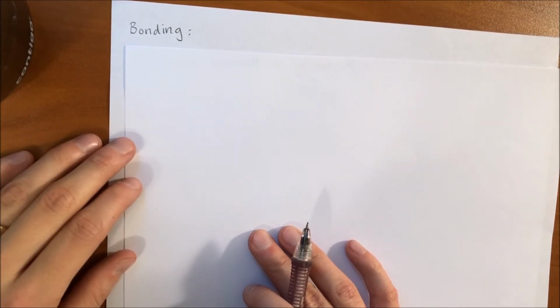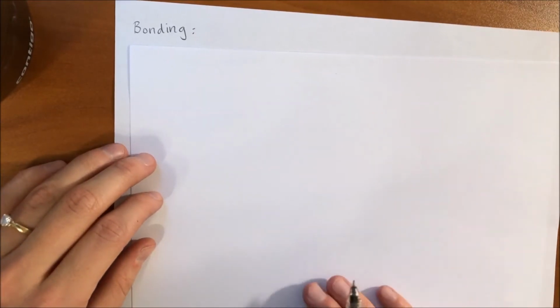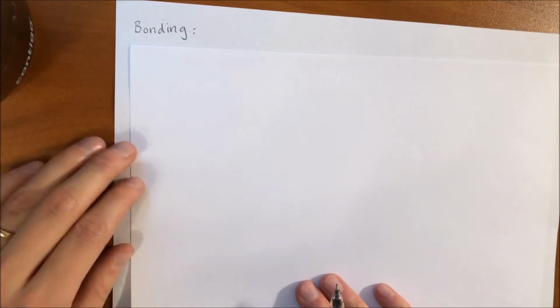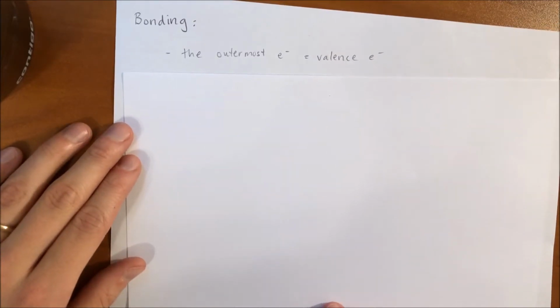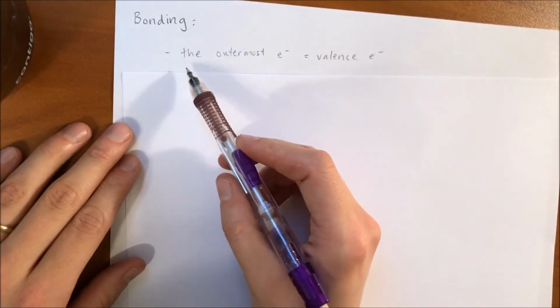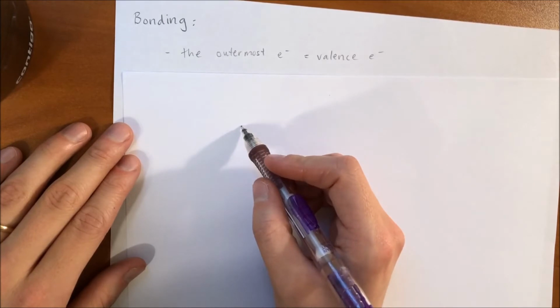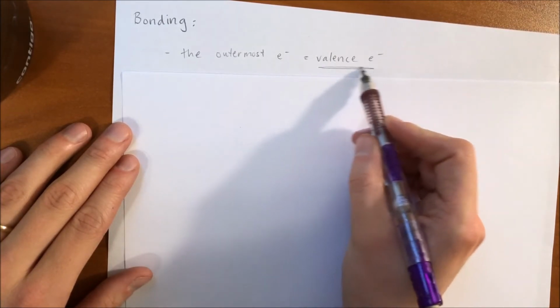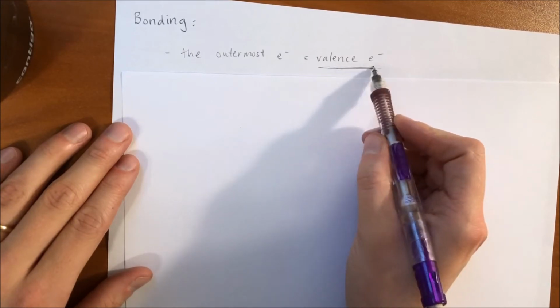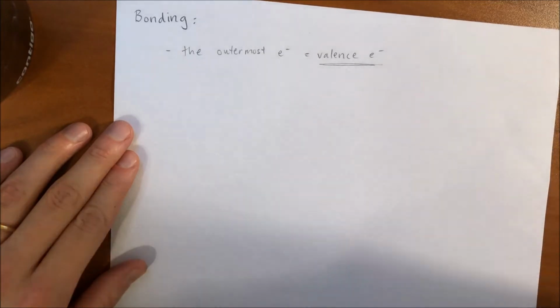Alright guys, so today in class we talked about bonding, and now I'm going to teach you how to use a certain notation to represent the bonding that occurs between different atoms. First of all, it's important to realize that bonding is going to take place using only the outermost electrons of an atom. The outermost electrons are what we call valence electrons, and these are the electrons that are going to participate in our bonds.